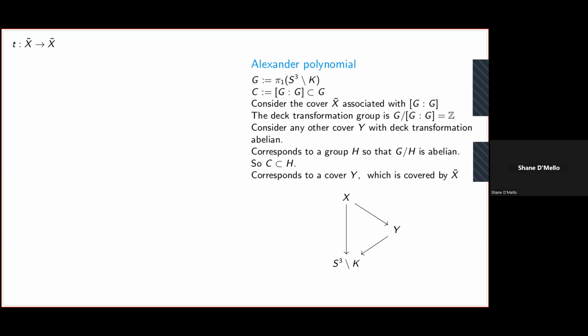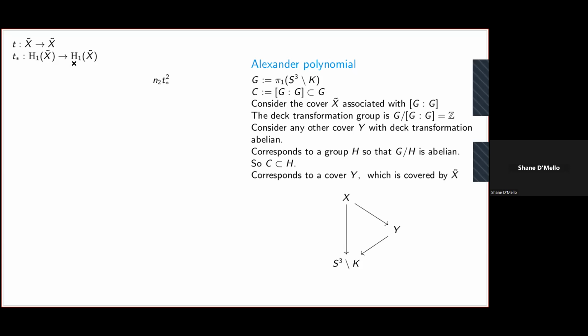Now, the deck transformation group will induce a map on the cover itself, on the homology of the cover, right? It induces an automorphism. And in fact, it's like an action on the first homology. And not only is T star an action, the square of T star, composed with itself, is also an action. Not only that, I could take some multiple of that, and even that would make sense because homology classes form an abelian group. I can multiply it with some integer.